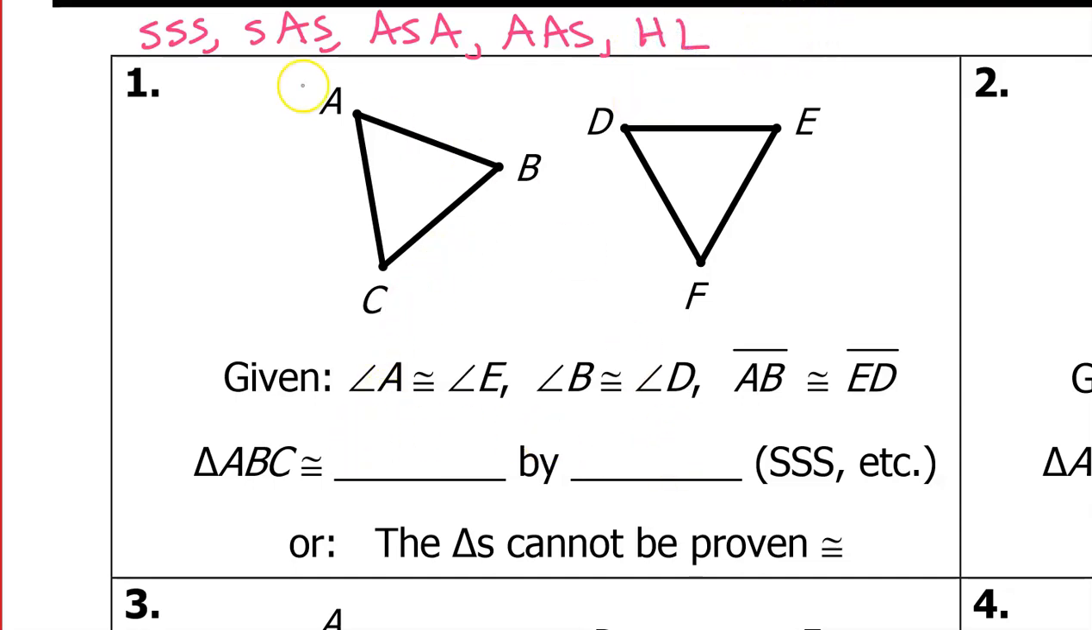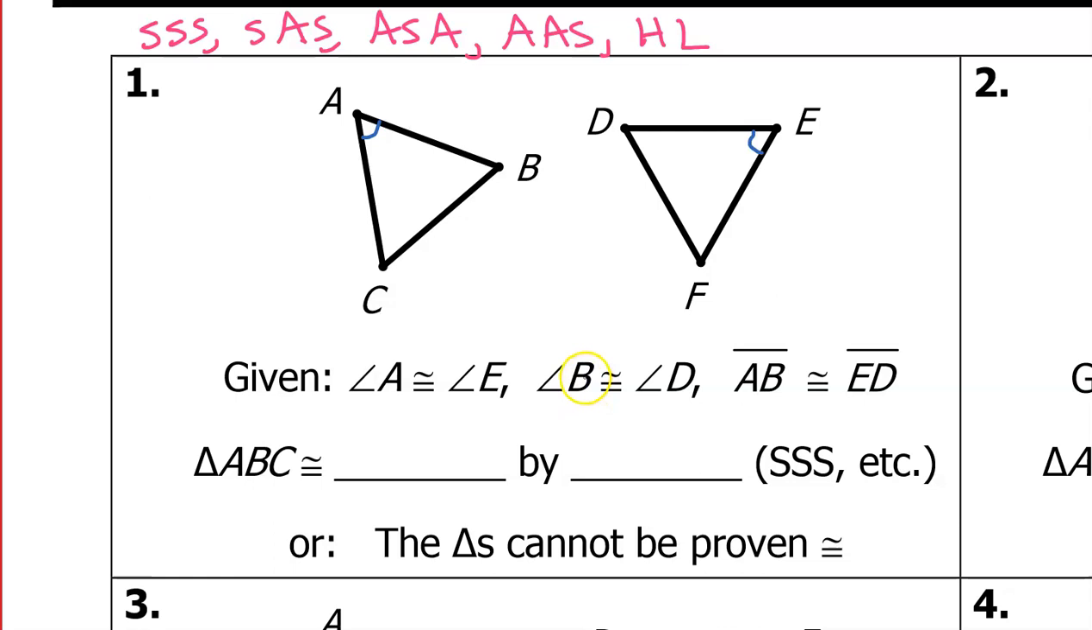In addition to choosing which of these five will prove that the two triangles are congruent, I will also show you how to make a proper congruence statement. So first of all, we are given that angle A is congruent to angle E. So let's go ahead and mark that in the picture. So angle A is congruent to angle E.